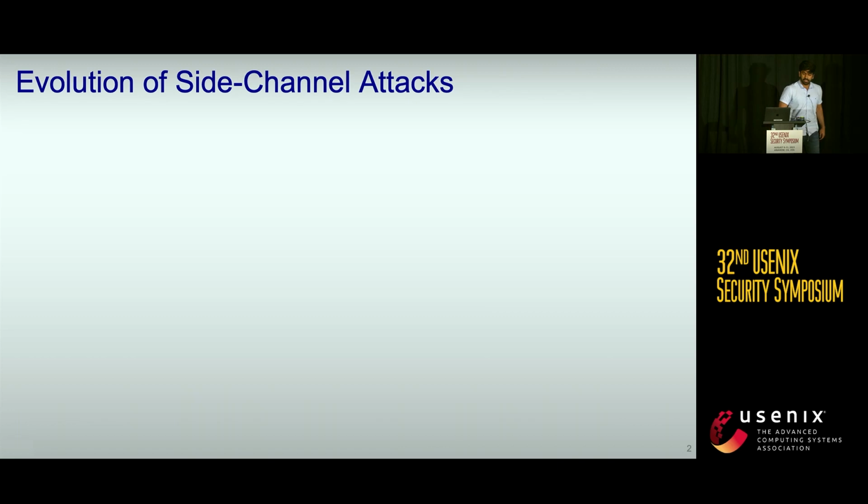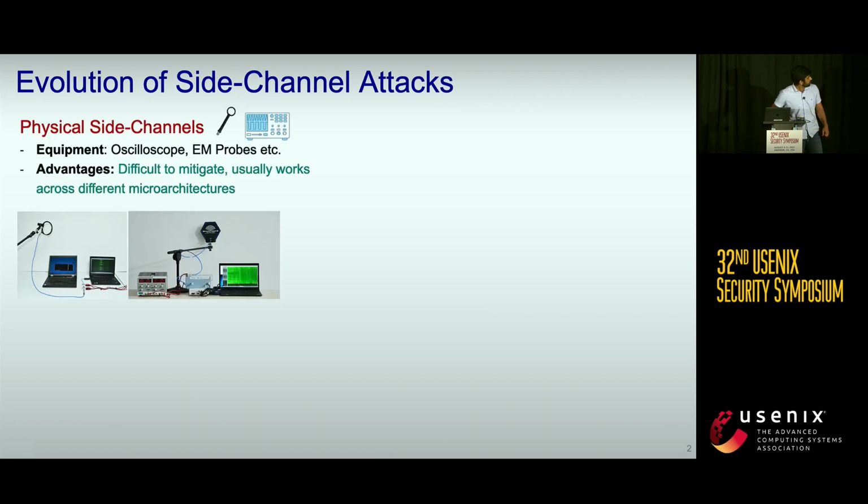Let's start by talking about the evolution of side channel attacks. Side channel attacks started with exploiting physical side channels. These side channels exploit physical properties such as power consumption and EM radiations. These require specialized hardware such as oscilloscopes and EM probes. The advantages of these kinds of attacks are that they are difficult to mitigate because they exploit inherent physical properties, and this is the reason why they also work across different microarchitectures and even different generations of devices, because physical properties are hard to change via microarchitecture design.